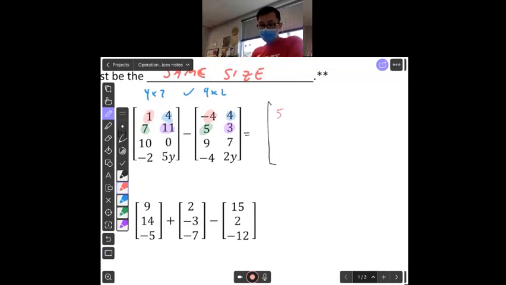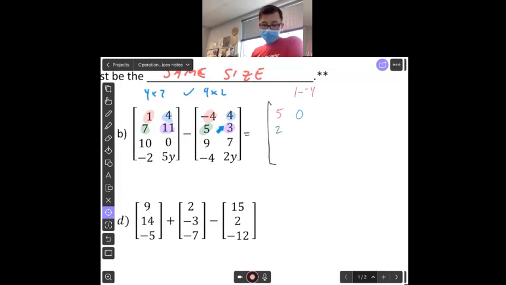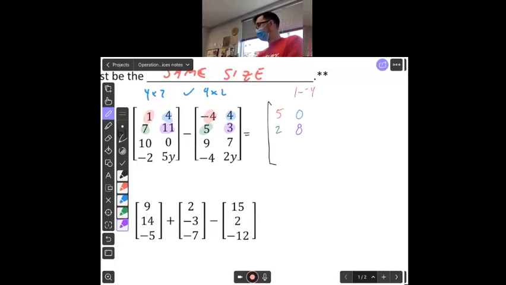Be careful with your addition, right? 1 minus -4 is 5. 4 minus 4, of course, is 0. 7 minus 5 is 2. 11 minus 3 is 8. So you just need to slow down with subtraction. Just make sure you're reading to yourself, okay?